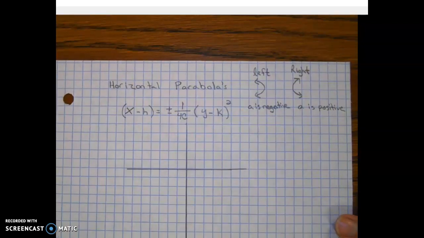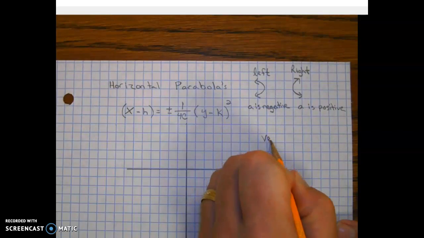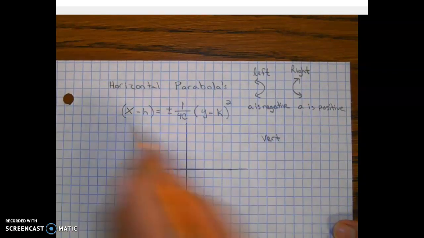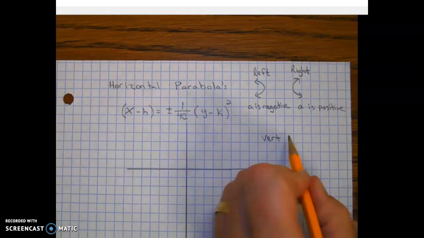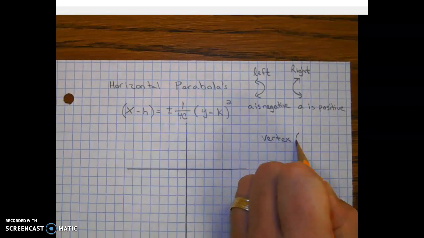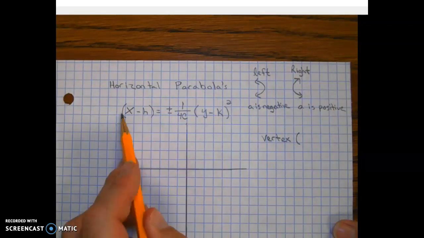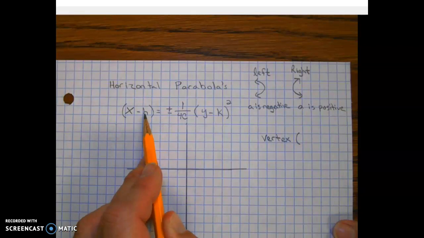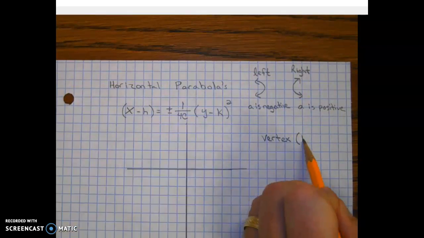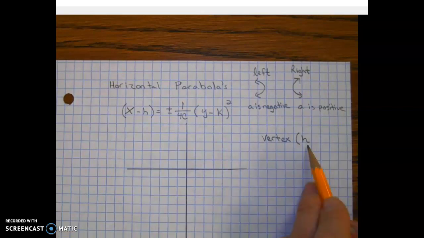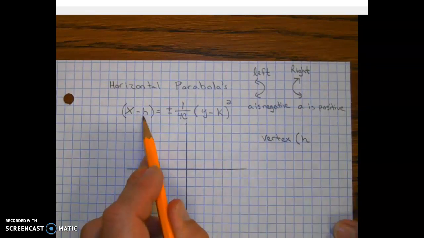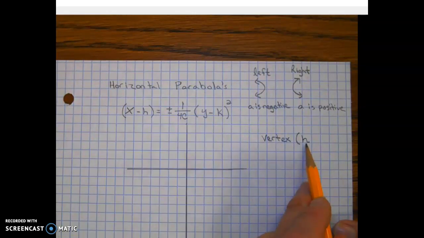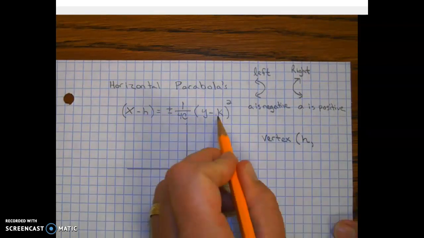Okay, second thing, vertex. Once you have your equation in this general format, you can then write your vertex. This is where I talked about putting parentheses around the x minus h, because you're going to want to take the opposite of this. If it's a minus h, then it's going to be positive h for your x coordinate. If it's a plus h, then it's going to be a negative h for your x coordinate. So your vertex is going to be h, comma, k.